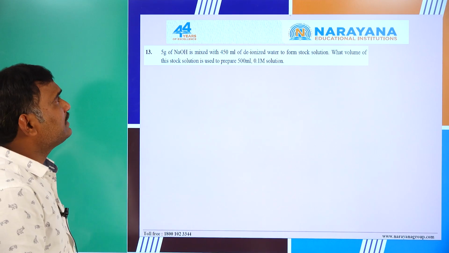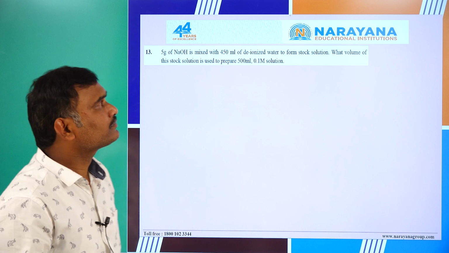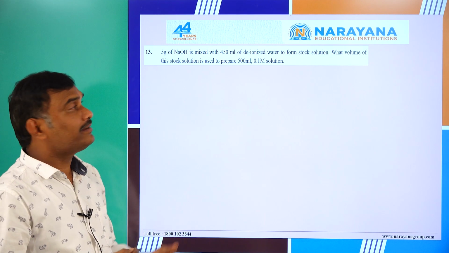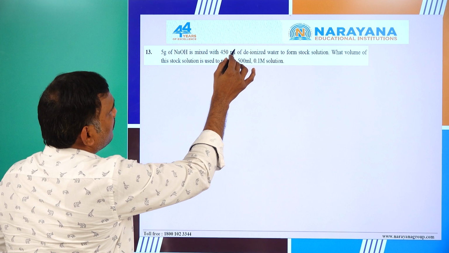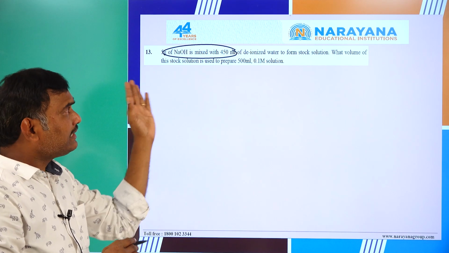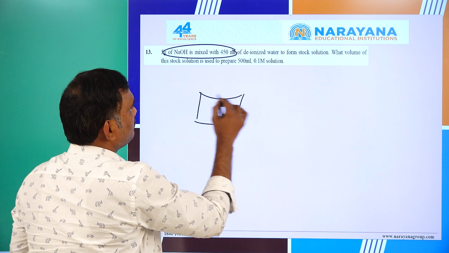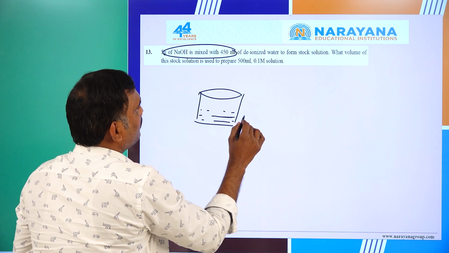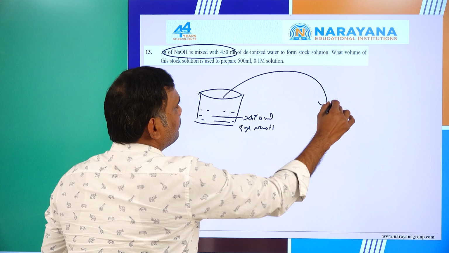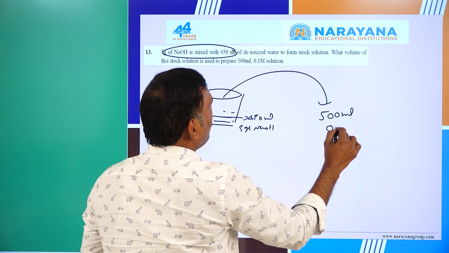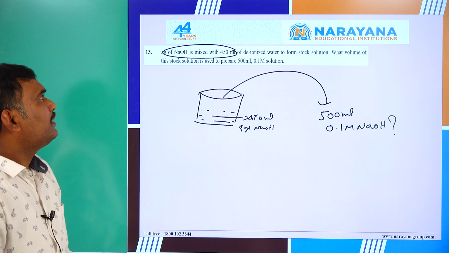5 grams of sodium hydroxide is mixed with 450 ml of deionized water to make a stock solution. What volume of the stock solution is used to prepare 500 ml of 0.1 M solution? Actually, he did not mention any molarity, and indirectly the molarity of the solution is given. To this solution, this 450 ml of 5 grams sodium hydroxide solution, to become 500 ml of 0.1 M sodium hydroxide solution, how much volume is required?